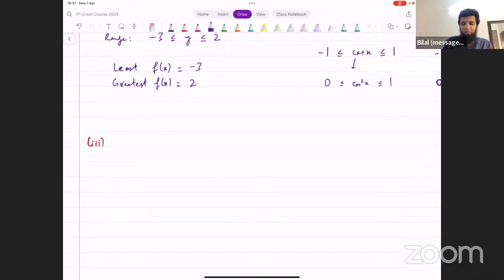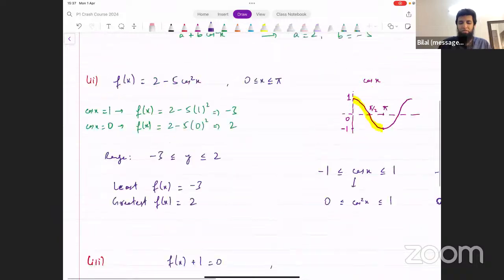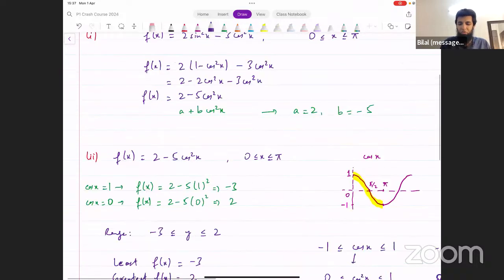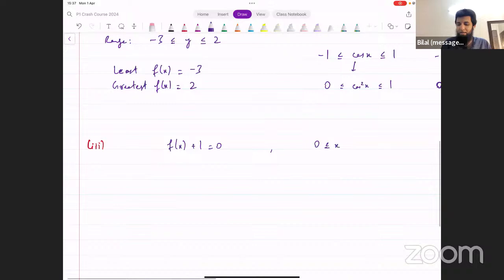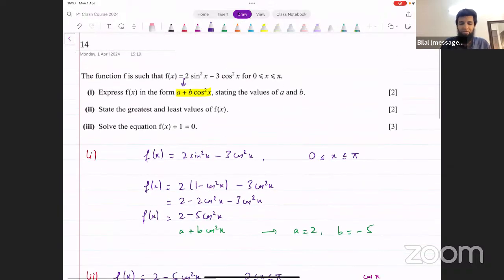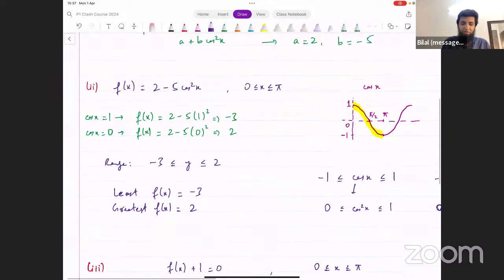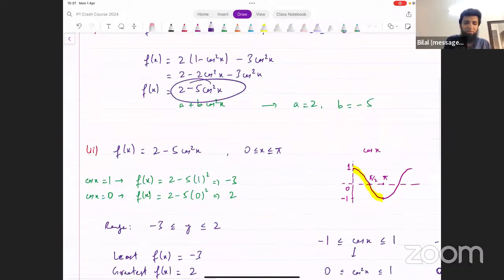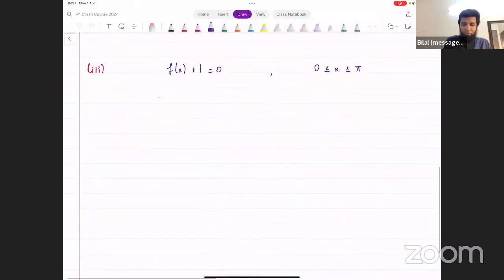This is the equation that they want you to solve, f of x plus 1 equal to 0. We know that the domain of the f of x function is from 0 to pi. So the values of x that you're going to be looking for are going to be from 0 to pi. f of x is 2 sine square x. In fact, you've converted it to this form already, 2 minus 5 cos square x. You would use that here, 2 minus 5 cos square x plus 1 equal to 0.